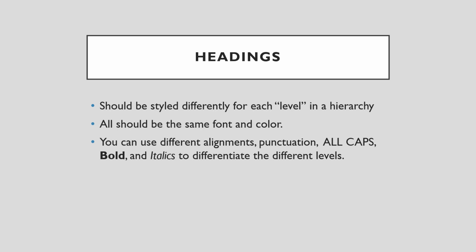Headings should be styled differently for each level in a hierarchy, and I'm going to provide some different examples, but all of your headings should be the same font and color for consistency. So it's a little bit tricky because you have to keep them the same but consistent. You can use different alignments like left, center, or punctuation like colons or periods, all caps, bold, and italics to differentiate the different levels of your headings.